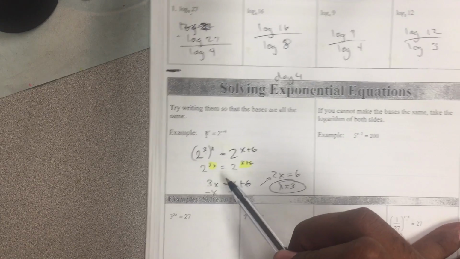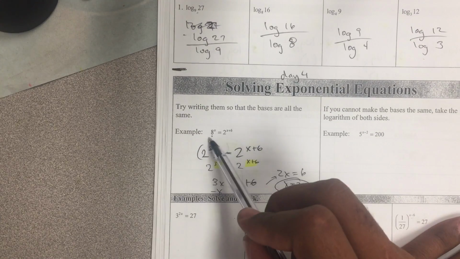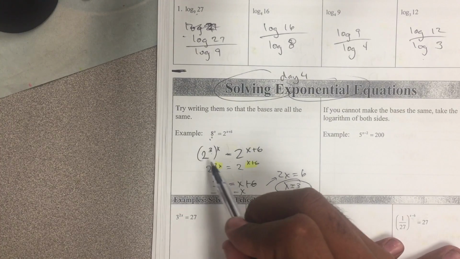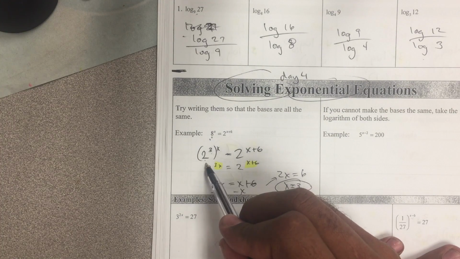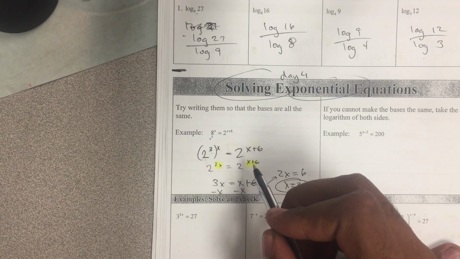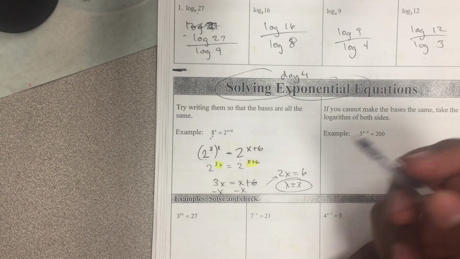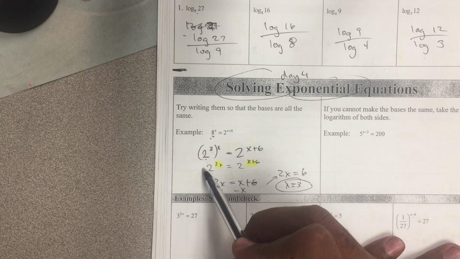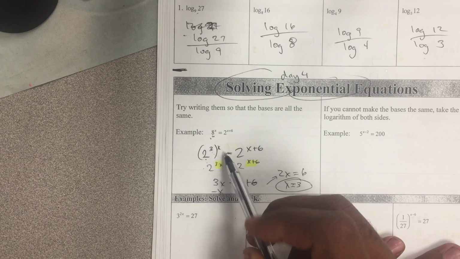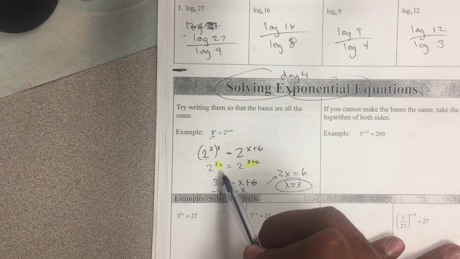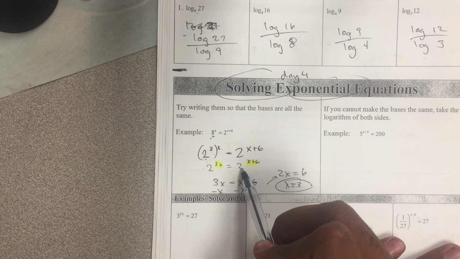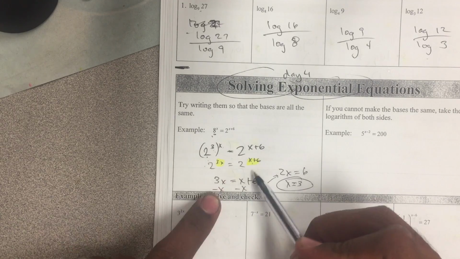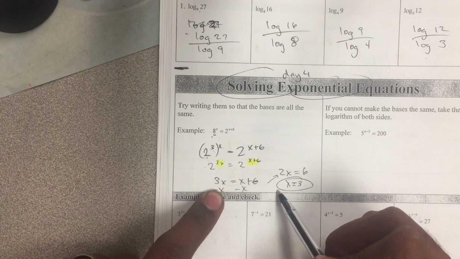So I showed you this in class, where what you want to do with this equation, again, we're solving exponential equations, is we want the bases to be the same. Basically, we change the 8 to 2 cubed, and then we multiply the exponents. Because the bases are the same, the exponents have to be equivalent as well, so we can just set those equal to each other and then solve for x.